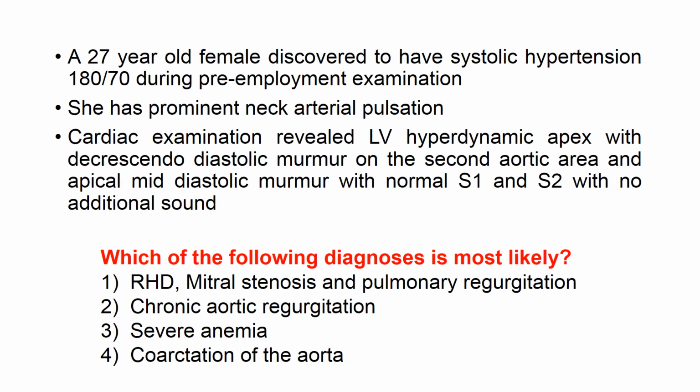Our second case. A 27-year-old female patient discovered to have systolic hypertension of 180/70 during her pre-employment examination. She has prominent neck arterial pulsations.